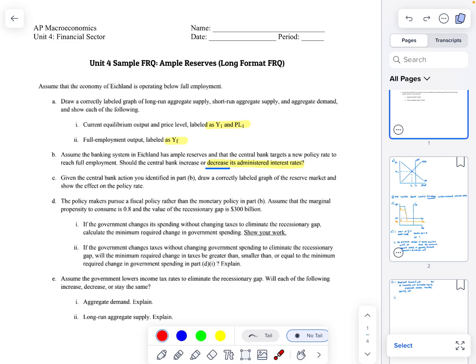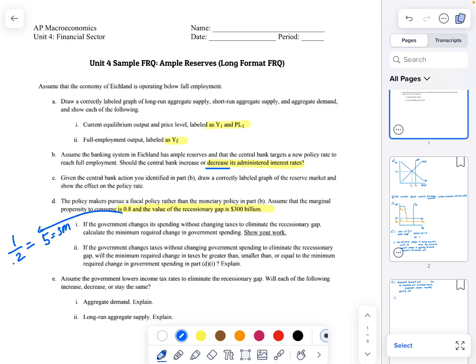You got this recessionary gap. Assume that the MPC is 0.8 and the value of the recessionary gap is 300 million. So important information. Recall that the spending multiplier is 1 over the MPS. So all I did was subtract 0.8 from 1 to get 0.2. And to turn this into a spending multiplier, you certainly could use your calculator, or you could just remember that 1 over 0.2 is the same as 1 over 2/10. Multiply by the reciprocal to get rid of that fraction. And we're going to come out with 5 as the spending multiplier.